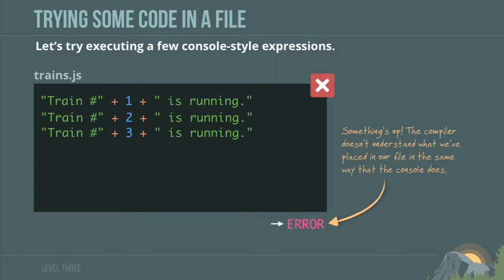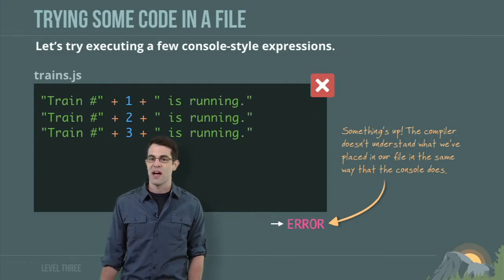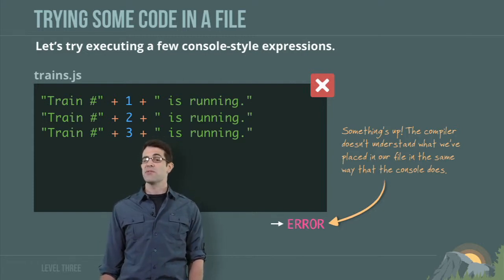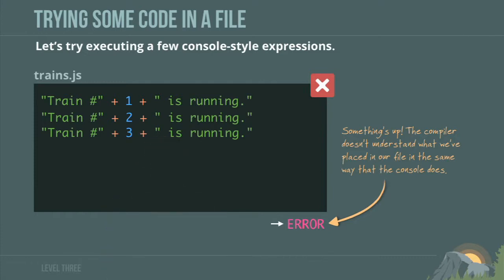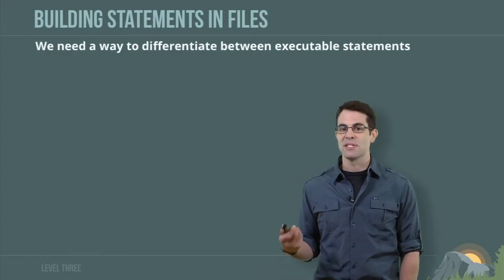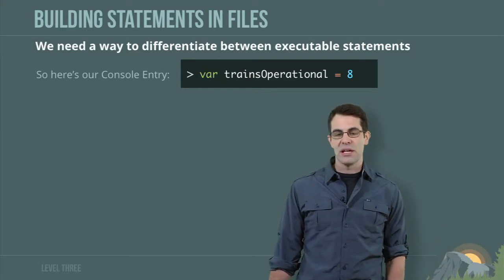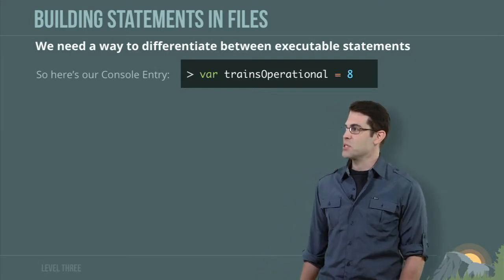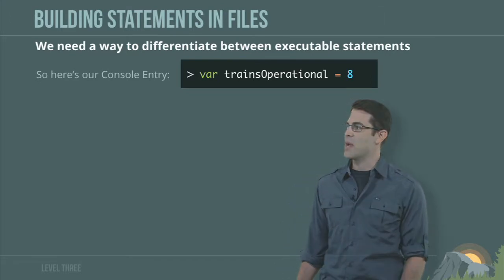Well, the compiler does not like how we have entered our statements into the file. We need something a little different so it can understand our file representation. We have to have a way to differentiate between the statements themselves. So here's our console entry, right? If we were declaring a variable for trains operational, we would just declare it and say that it equals 8, and it would be ready to go, and everything would be great.